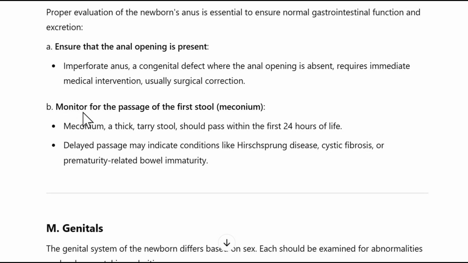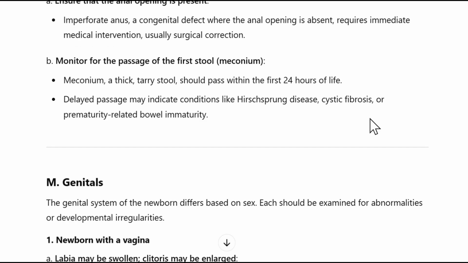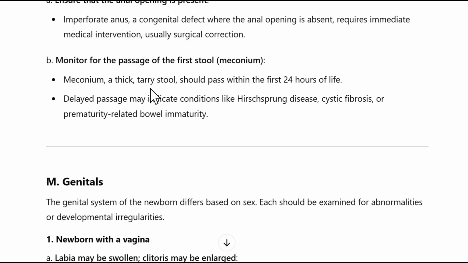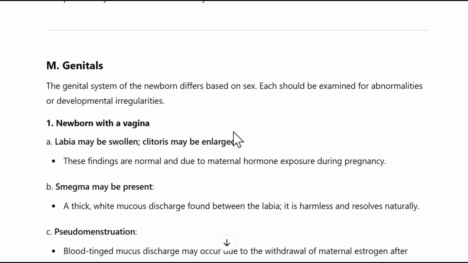B. Monitor for the passage of the first stool, meconium. Meconium, a thick, tarry stool, should pass within the first 24 hours of life. Delayed passage may indicate conditions like Hirschsprung disease, cystic fibrosis, or prematurity-related bowel immaturity.